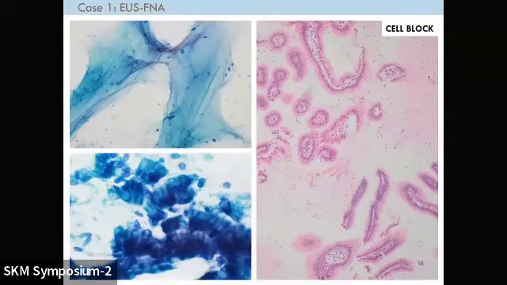This is the cell block that shows the cross sections of some of the papillary structures. Over here, you can see that the lining cells are quite bland, and they have morphological features of gastric foveolar type of epithelium. Again, there's no evidence of high-grade dysplasia. So based on these features, we ended up calling this features suggestive of intraductal papillary mucinous neoplasm with no evidence of high-grade dysplasia.